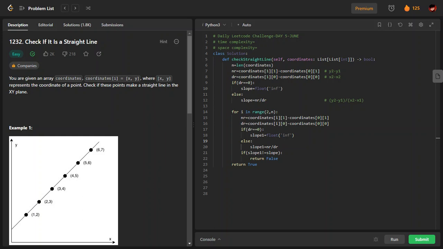Today we are at day 5 of the June Daily LeetCode Challenge, and we have an easier question for us. It's question 1232, Check If It Is a Straight Line.